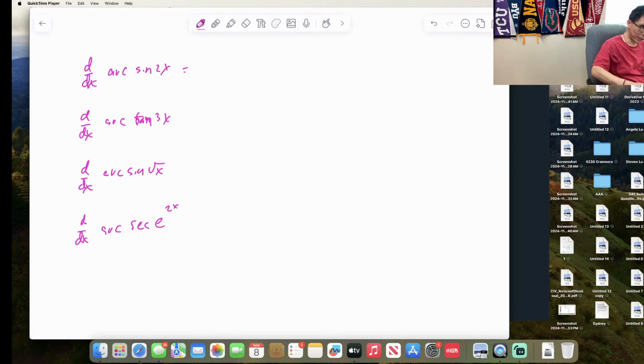So those are the basic ones that you have to be able to take a derivative of, and you need to be able to simplify. Arc tangent 3x, it should be very easy. All those are very easy. You just have to follow the formula. So it's nothing new.